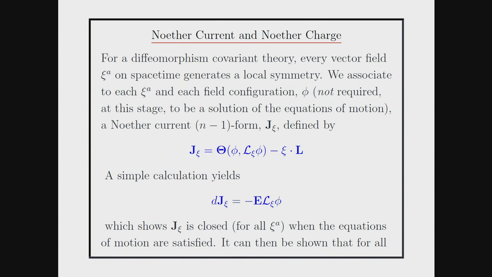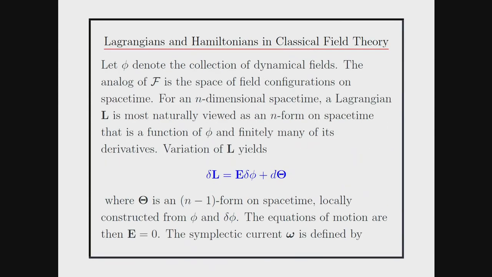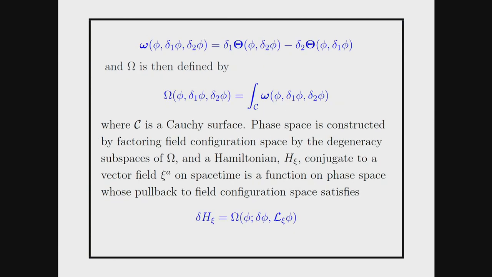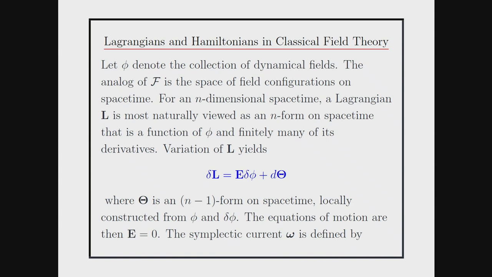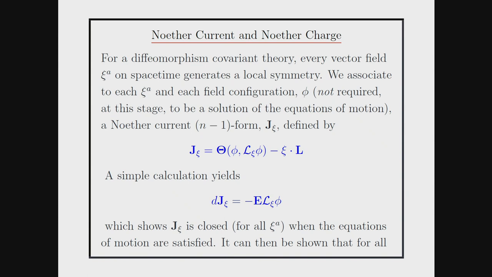And the diffeomorphism covariant theories are very nice because they automatically acquire another current, which is exactly what Piotr was talking about yesterday. I'm using J rather than theta for this current. It's associated with some choice of vector field, and the definition is the symplectic potential, the boundary term that most people throw away foolishly, because that's the important thing from the varied Lagrangian. The theta depends linearly on a variation of phi, and you stick in the Lie derivative of phi with respect to this vector field in that slot, and then you subtract off the vector field dotted into the Lagrangian. This corresponds exactly to Piotr's formula.